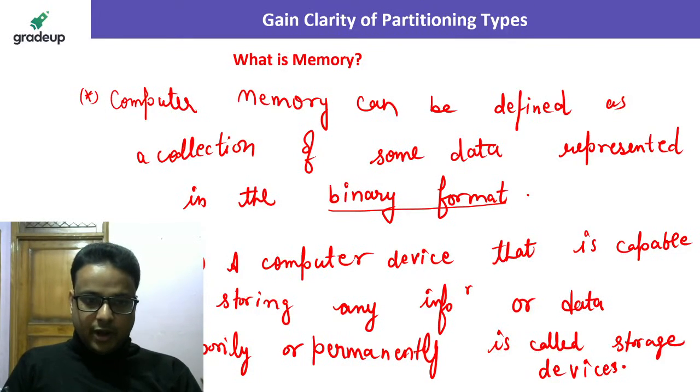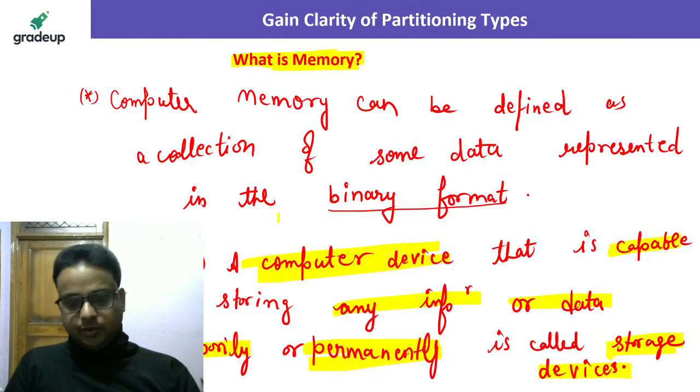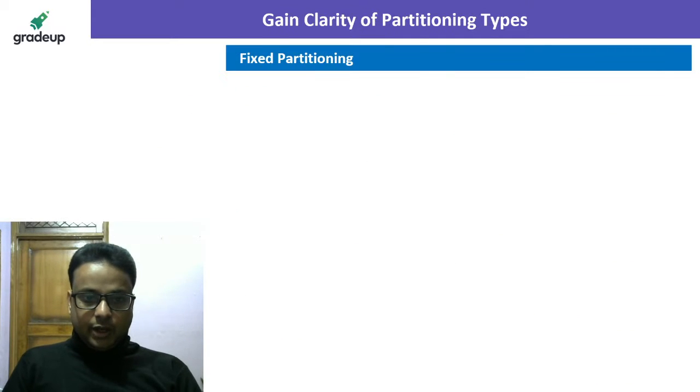So what I have written is, a computer device that is capable of storing any information or data, either temporarily or permanently, we call this the storage device or memory. So what is memory? I hope now you understood. Now the next is partitioning.